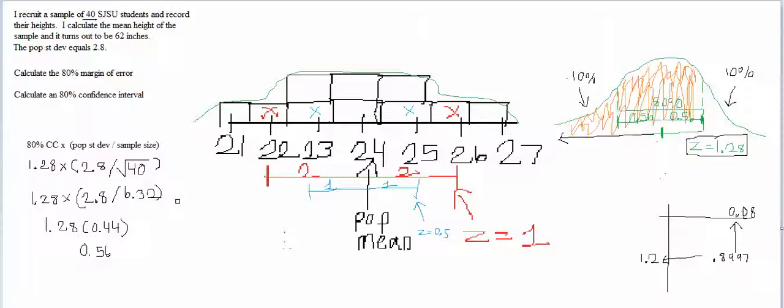Now, what if we wanted an 80% confidence interval? We take our sample mean of 2.8 and we just add and subtract the margin of error, because that's what gives you a confidence interval. After adding and subtracting, we would have two numbers, and we would say the 80% confidence interval goes from this number to this number.